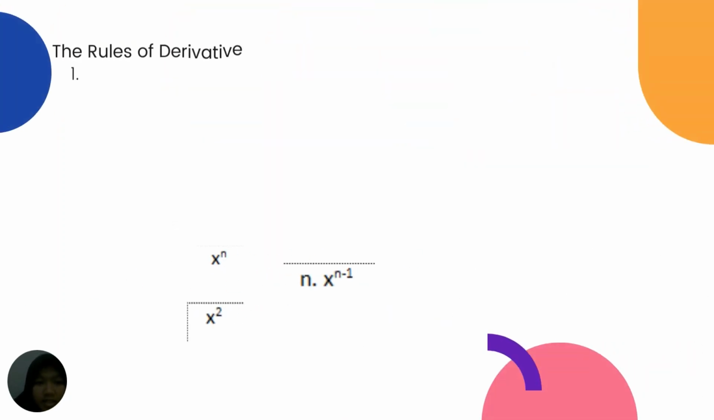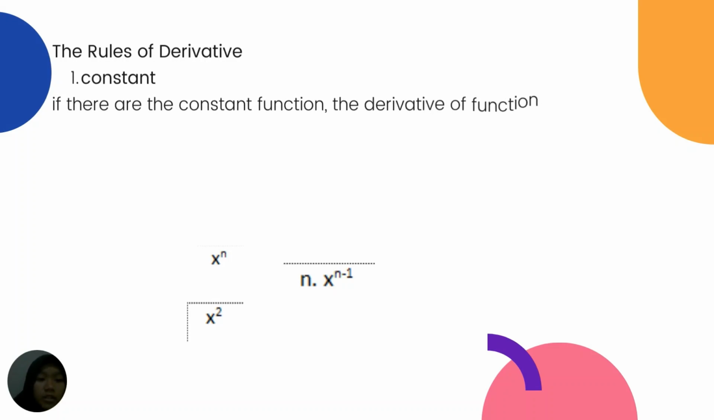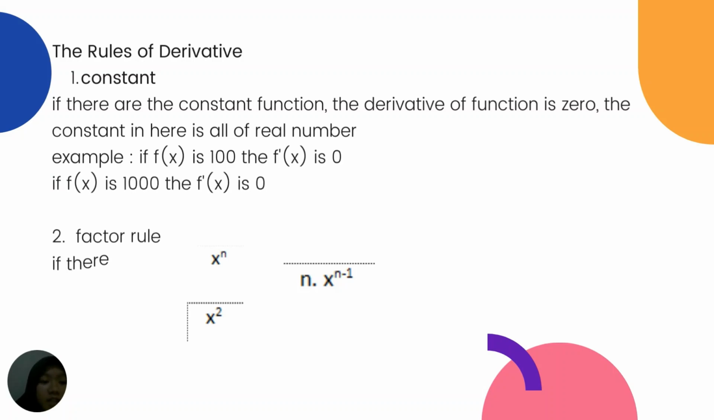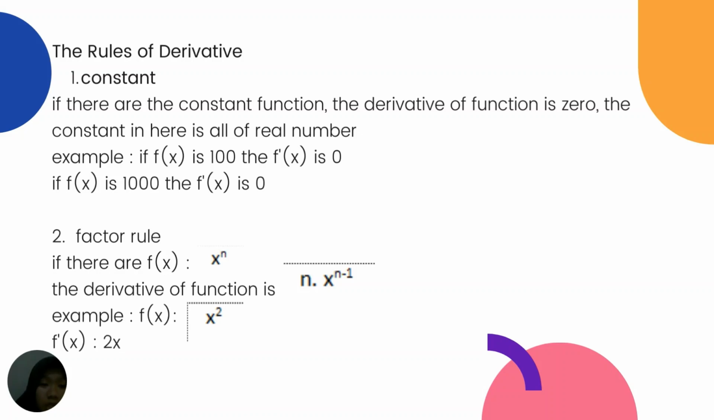Okay, the next is the rules of derivative. To solve the derivative, there are some rules. First is constant. If there is a constant function, the derivative of the function is 0. The constant in here is any real number. For example, if f x is 100, the f prime x is 0. If f x is 1000, the f prime x is 0.